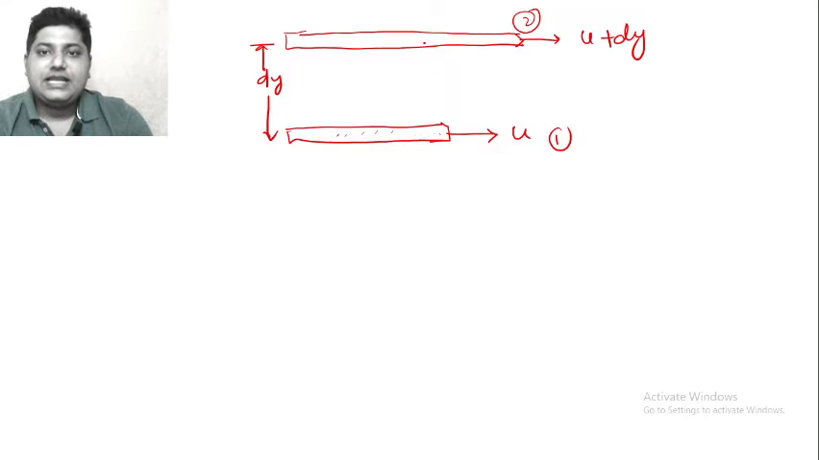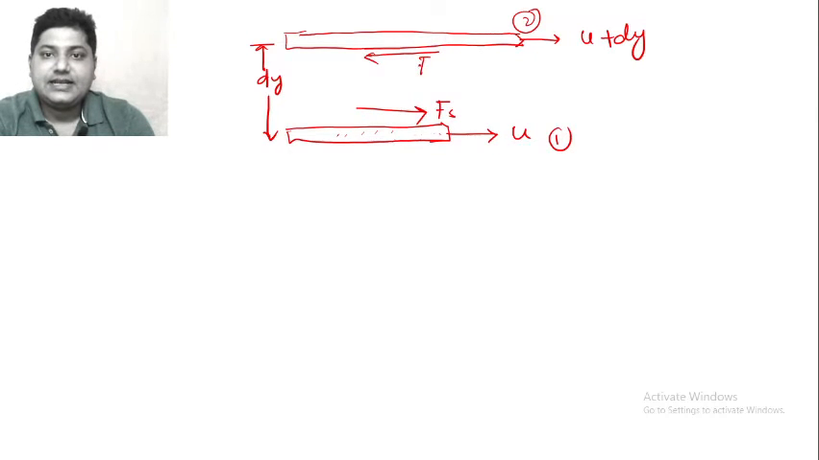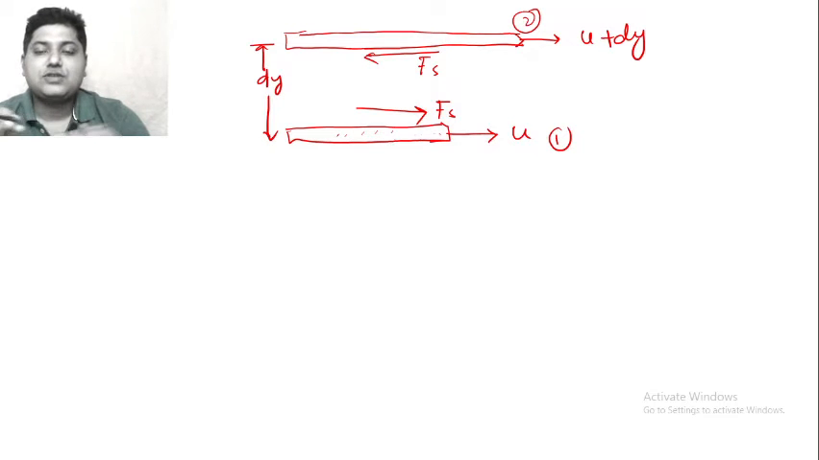Because of that, this will offer a resistance to the flow, because the first layer will try to retard the motion of the second layer, and the second layer will try to accelerate the motion of the first layer. That's why shear stress, or shear force, will be generated in between, because of the relative motion between these fluid layers, because fluid always moves in a layered manner. So as there will be some relative velocity, that leads to shear stress between these layers.